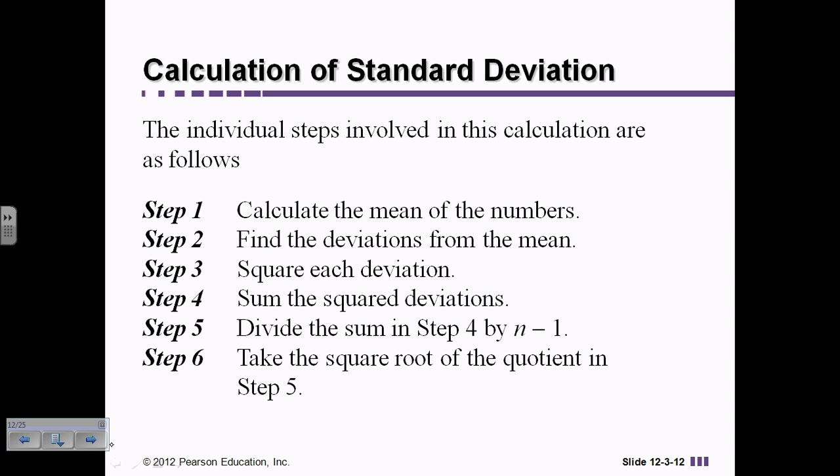Calculate the average of the numbers. That's step 1. You can't do anything until you've got the average. Find the deviation from the mean. In other words, take each number in the list and subtract it from the average. Take those numbers and square them. Not square root, but square them. And then we're going to add all those numbers together and divide by n minus 1, and then we take the square root of that answer.